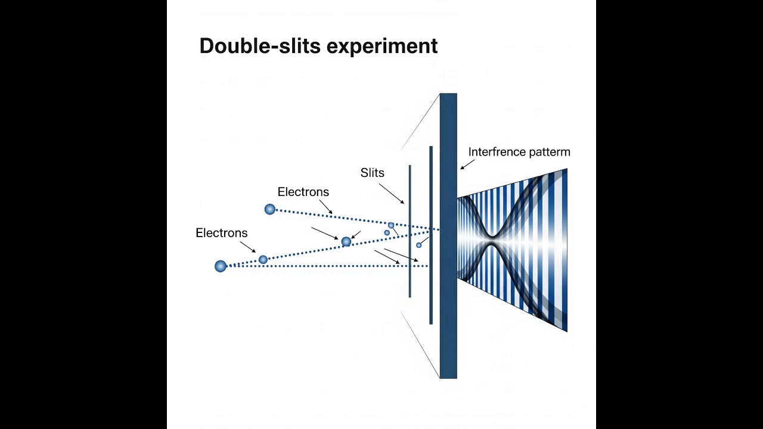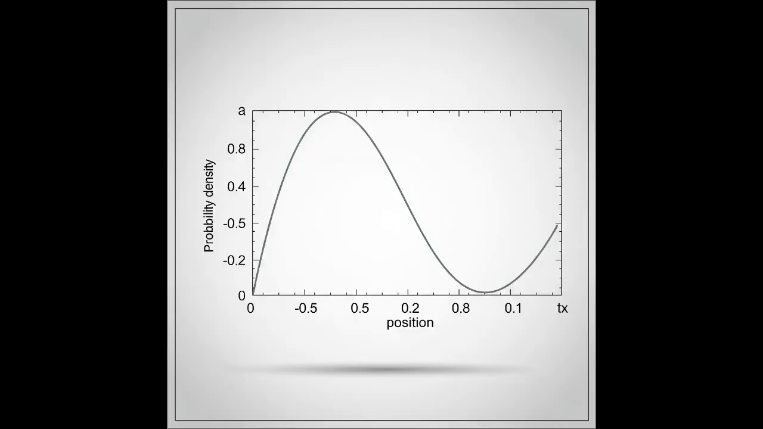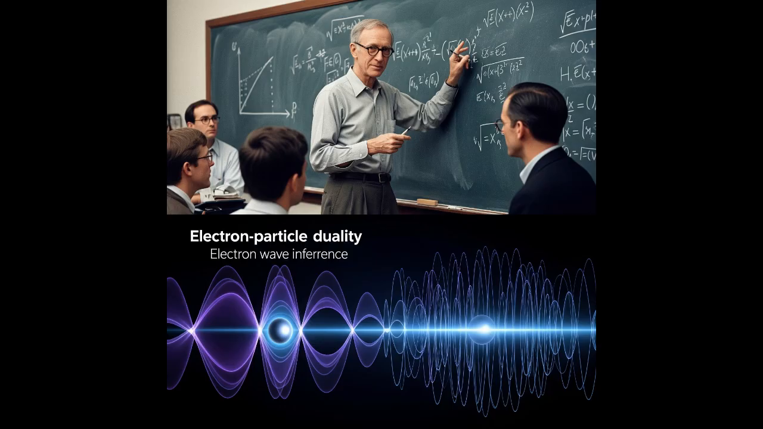On our detection screen, this wave-like behavior would manifest as an interference pattern, a series of alternating bright and dark bands. The bright bands are where the waves reinforce, and the dark bands are where they cancel out. This is a telltale sign of wave behavior, something no classical particle could ever produce. Electrons, tiny particles, are acting like waves. Feynman's telling us the quantum world is full of surprises. Stay tuned to see why.